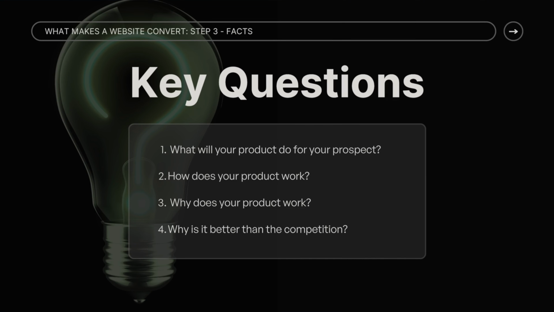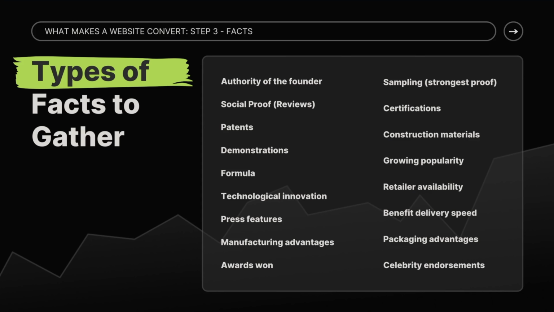1. What will the product do for your prospect? 2. How does your product work? 3. Why does it work? 4. Why is it better than the competition? The correct way to answer these questions is through the use of factual information. Here are the types of facts that you can use as proof element.